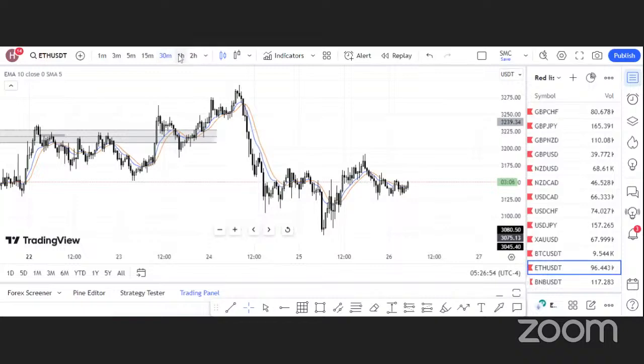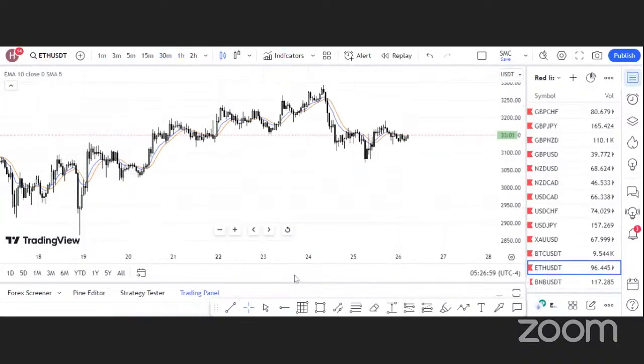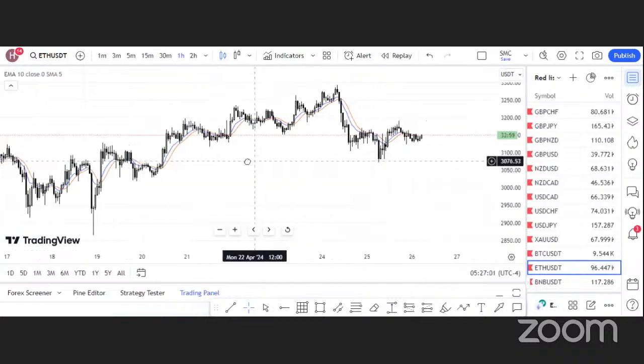all right. So Ethereum USDT 1 hour time frame. Let me just clear everything we have here. Let's make a fresh analysis.